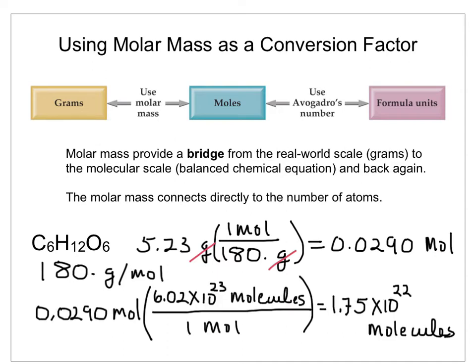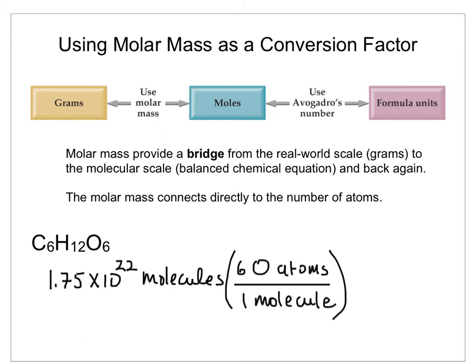To calculate the number of molecules, we take the number of moles and use Avogadro's number as a conversion factor, where we have 6.02 times 10 to the 23rd molecules in every 1 mole. The unit moles cancels out, leaving us with 1.75 times 10 to the 22 molecules of glucose.